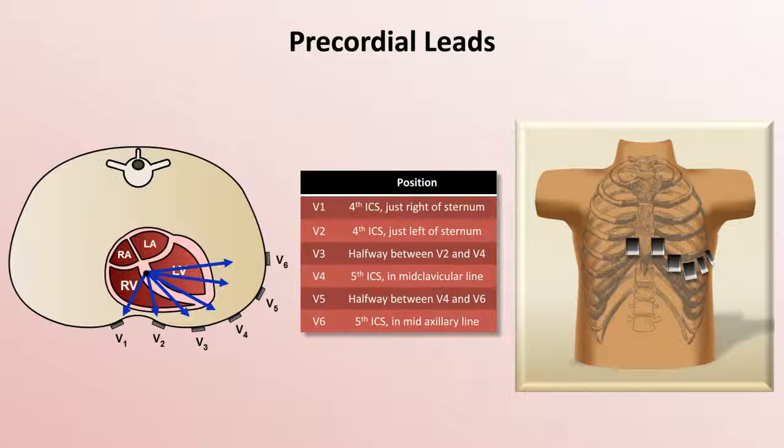While these errors won't lead to erroneous conclusions about the rhythm, and are unlikely to lead to erroneous conclusions about bundle branch blocks and ventricular hypertrophy, small misplacements of precordial electrodes can dramatically change the appearance of T waves.